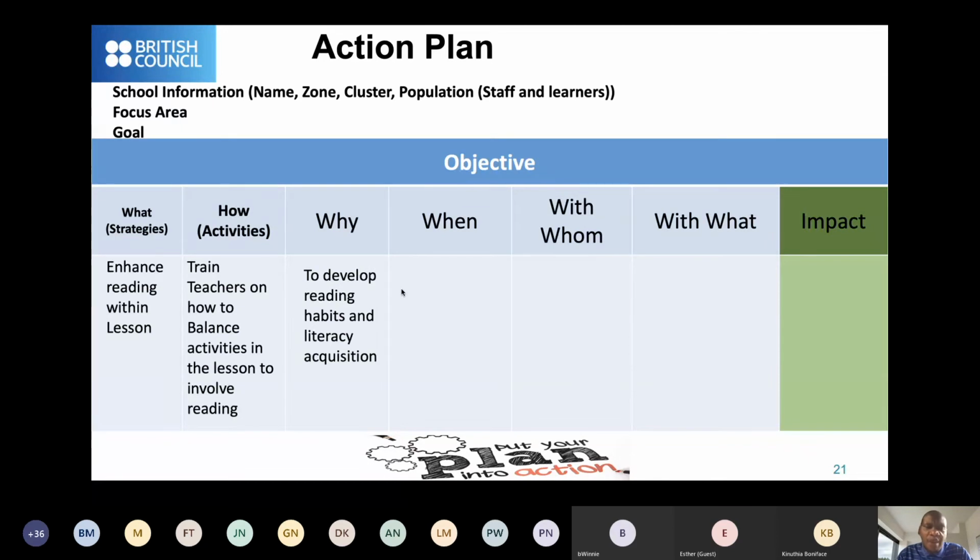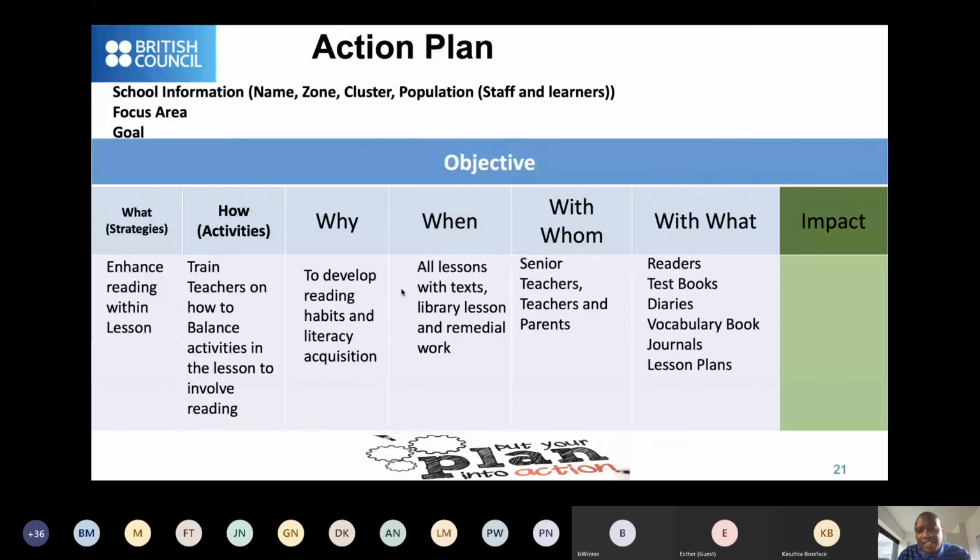Why? You give the reason why you are doing it. When will you do it? This is not specific. You be specific. October, that. With whom? Say the people you'll work with, maybe senior teacher. With what? I will use readers, textbook, diaries, vocabulary, journals. How will it look like when it is successful? So one, my learners will be able to read with fluency. That is too broad. So I need to break the success with indicators.